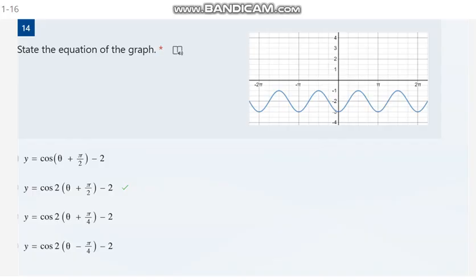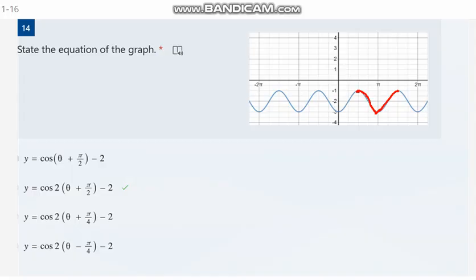Cosine graphs start 일단 highest point에서 시작해서 goes to the lowest value and then highest y value. So that could be one period. First of all, I would just cross out something that wouldn't make sense.